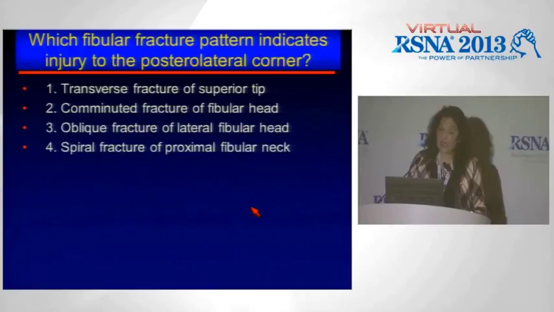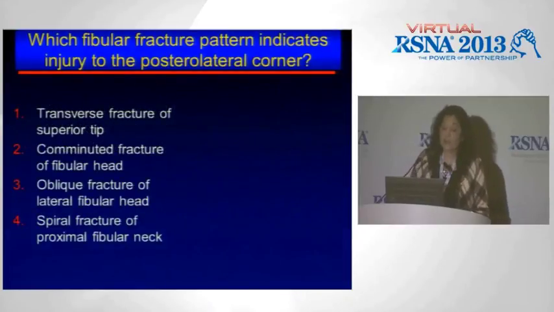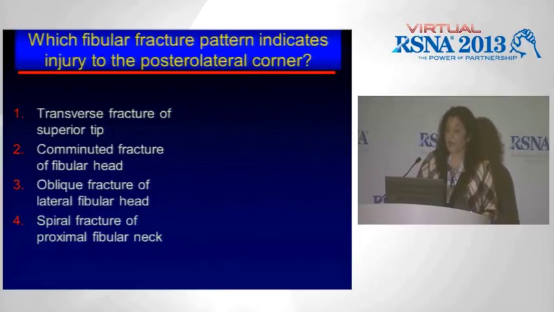And this is the last question that I have: which fibular fracture pattern indicates that there's been injury to the posterolateral corner? Your choices are: number 1, a transverse fracture of the superior tip. Number 2, a comminuted fracture of the fibular head. Number 3, an oblique fracture of the lateral fibular head. And number 4, a spiral fracture of the proximal fibular neck.